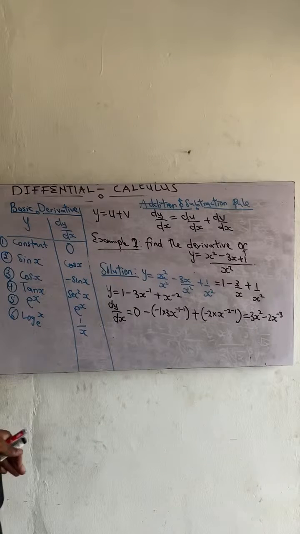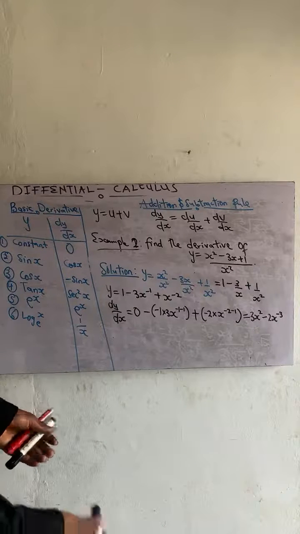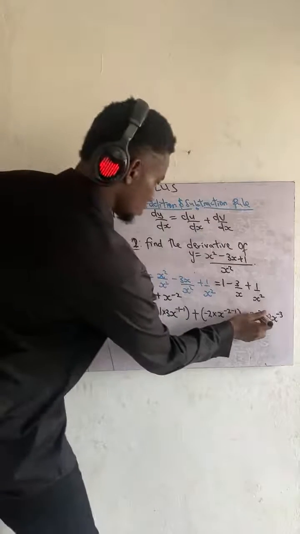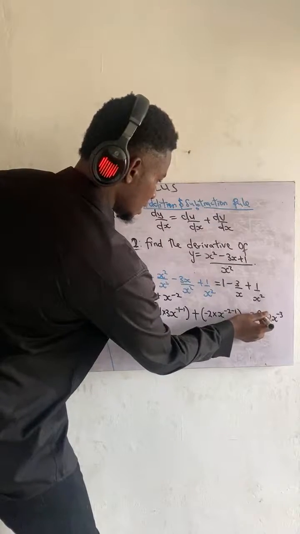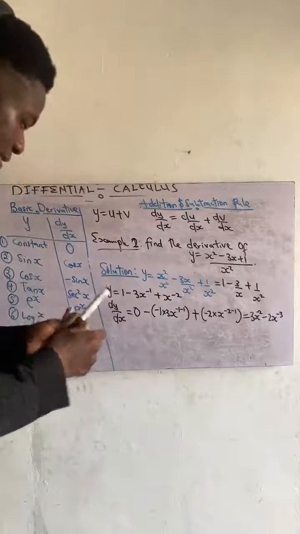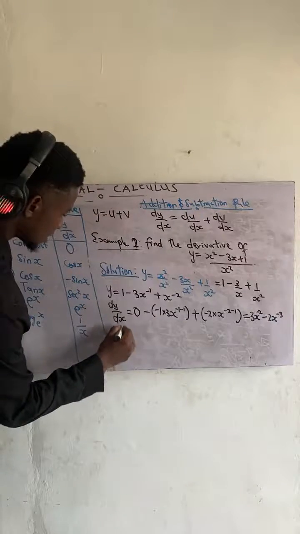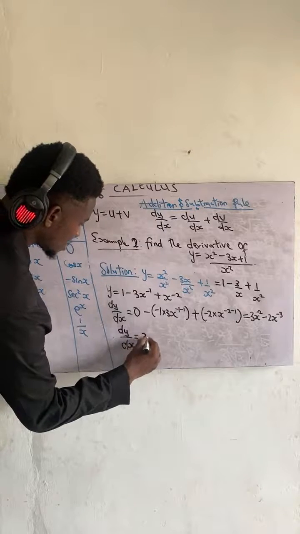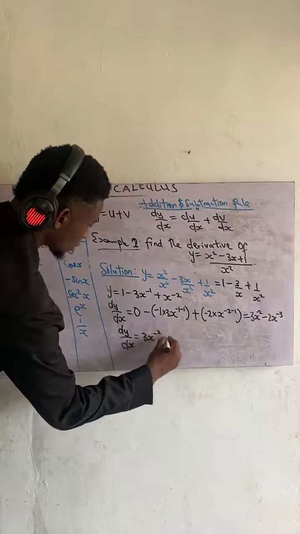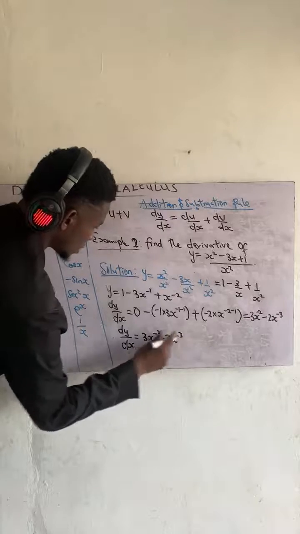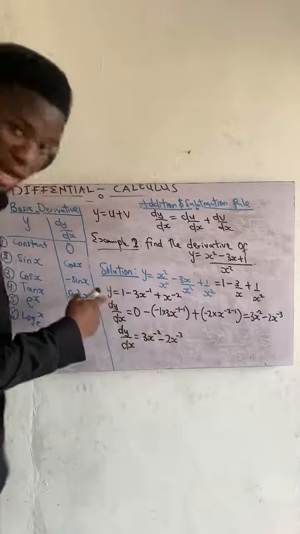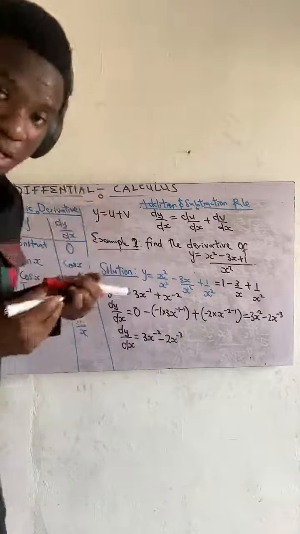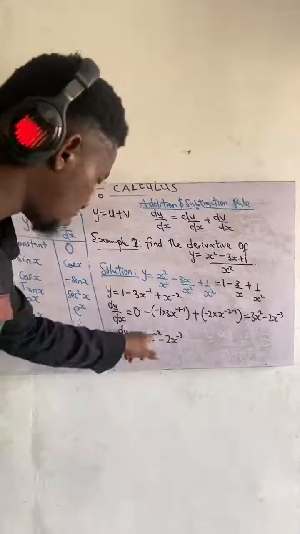Now, finally, I can then get my answer. Note here should be minus 2. Then I can get my answer. You just see that dy/dx equals 3x to the minus 2 minus 2x to the minus 3. Right? Okay. Don't forget that this is my x raised to power minus 2.